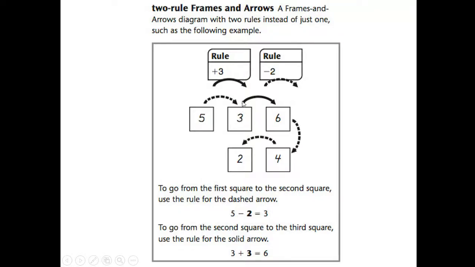If we go from 3, we see a solid colored arrow, so that means that we add 3 and we get to 6. From the 6, we have a dashed arrow, which means we subtract 2, so 6 minus 2 is 4. Then from the 4, again, we have a dashed arrow, which is minus 2, and we get to another 2. So with these particular types of frames and arrows problems, I strongly recommend putting the actual rule above each of the arrows so you do not get confused as you are solving.